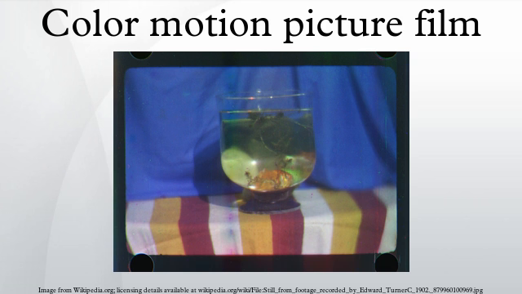How a color film works. A color film is made up of many different layers that work together to create the color image.